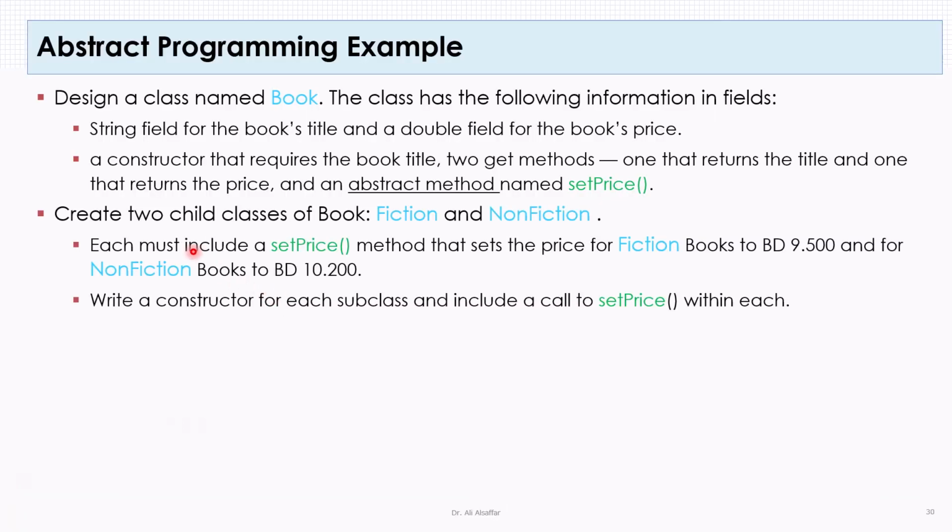In the next step, create two child classes of the book class. The first one is called fiction and the second one is called non-fiction. When we say two child classes, it means two subclasses. Now in each of these classes, include a setPrice method that is an abstract method in the superclass book, that sets the price for fiction books to BD 9.5 and for non-fiction books to BD 10.200 fils. Also, we need to add a constructor for each subclass and include a call to setPrice within each of these constructors. So let us go to JGrasp and implement these two subclasses.